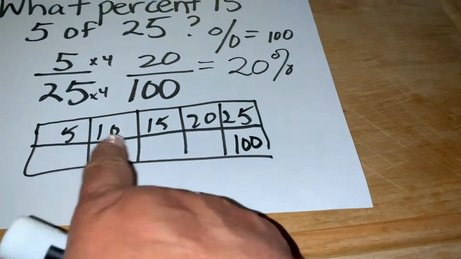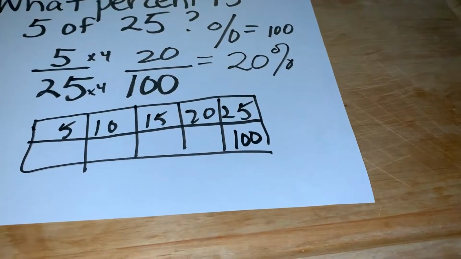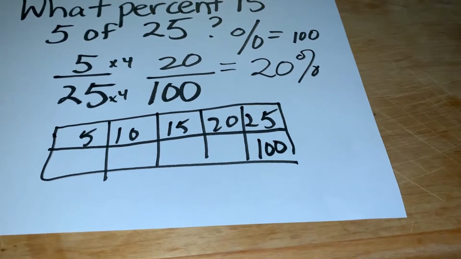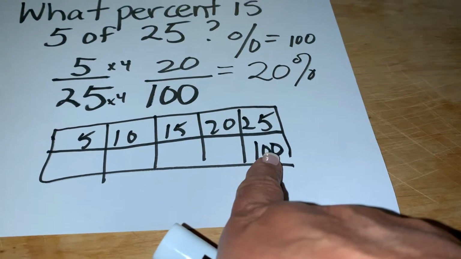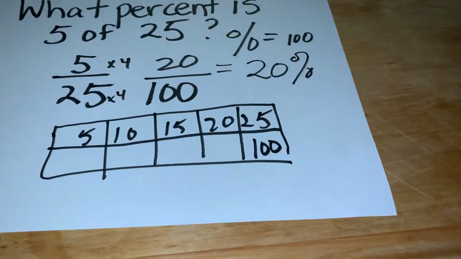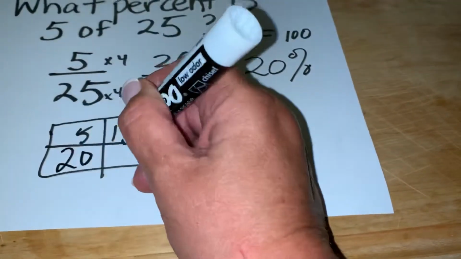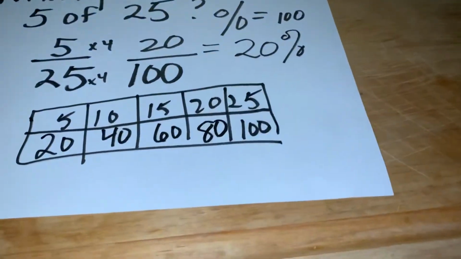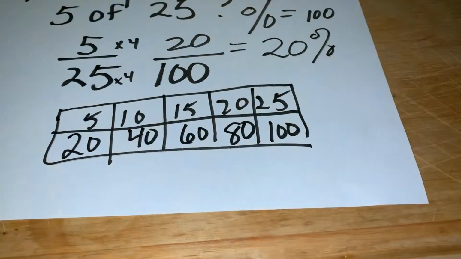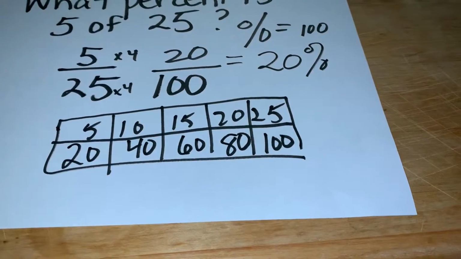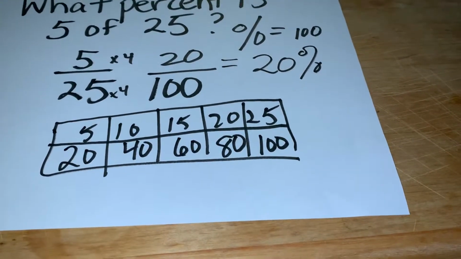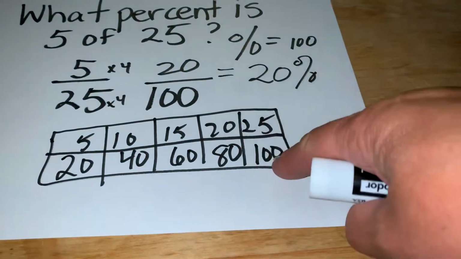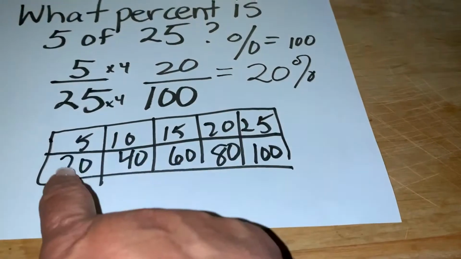So we see we have 1, 2, 3, 4, 5 chunks or partitions of our double tape diagram. And when we divide 5 into 100, or 100 divided by 5, we skip count by 20. So let's start here and go 20, 40, 60, 80. So with our double tape diagram, we also see that 5 of 25, what percent is 5 of 25? Well, 5 is 20%, because if 25 is 100%, 5 would be 20%.